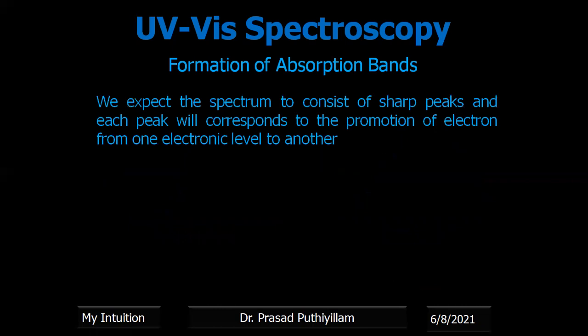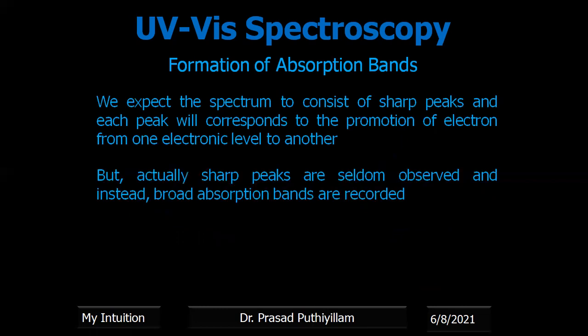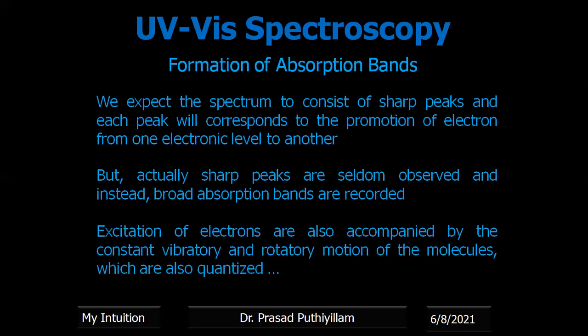We are expecting a sharp peak, but when the electrons absorb the ultraviolet or visible radiation, the electrons jump to a higher energy level. The valence electrons jump to a higher energy level, and we are supposed to get a sharp peak, but very rarely do we get one. Most of the time we get very broad absorption bands.